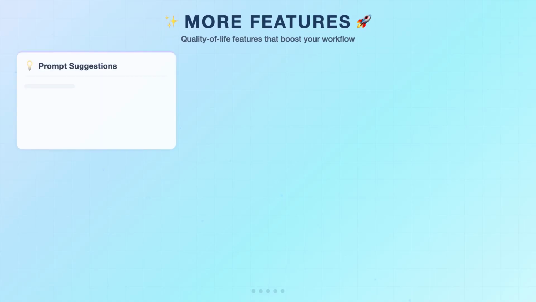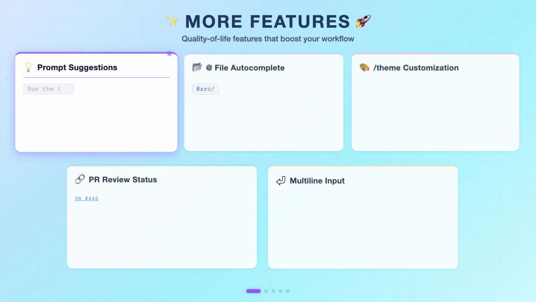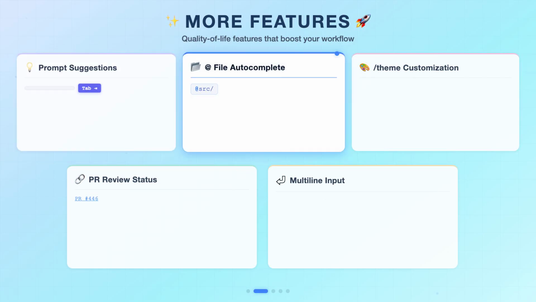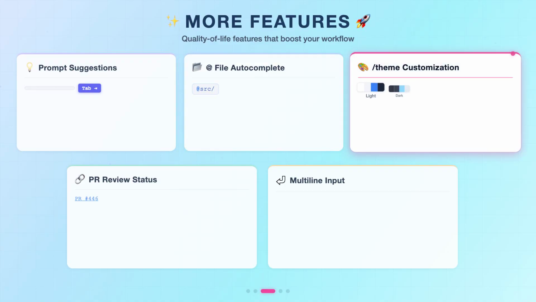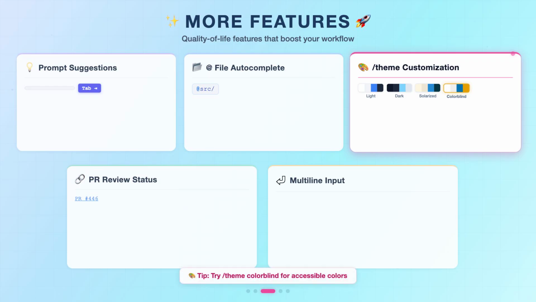A few more features worth knowing. Prompt suggestions appear as grayed out text after each response, suggesting natural next steps based on your conversation. Press Tab to accept. The @ symbol triggers file path autocomplete, so you can reference files inline. /theme lets you customize colors, including colorblind accessible themes.